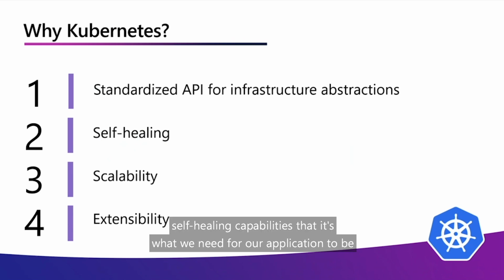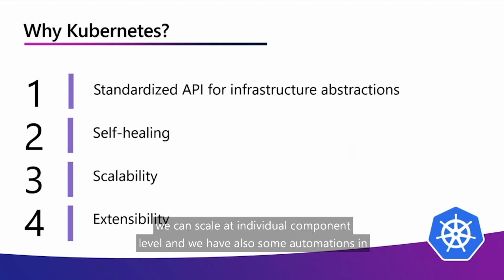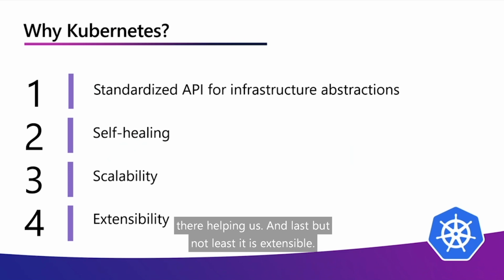It has some self-healing capabilities, which is what we need for our application to be reliable. For example, if one of the nodes dies, then Kubernetes will take care of that and spin up another one, or same thing for the parts of our application. Kubernetes enables very good scalability. We can scale, and we will see this later, at node level, at individual component level, and we also have some automations in there helping us. And last but not least, it is extensible. We have, of course, a lot of plugins for Kubernetes that are developed directly from the upstream code, but there's a whole bunch of community developed extensions, including some that we will use today.